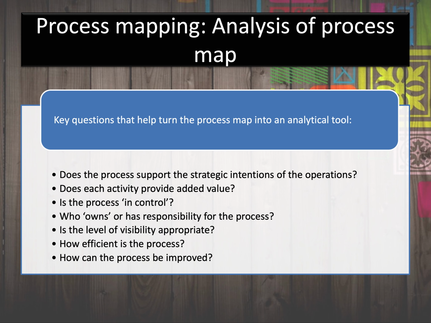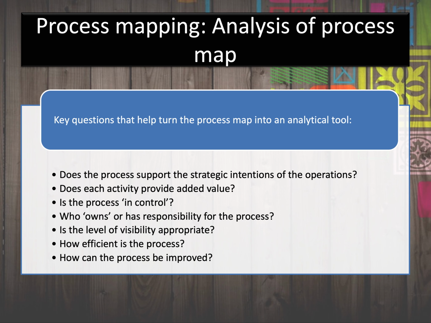A key question that you need to ask can help turn the process map into an analytical tool. Remember, whenever you do process mapping, the main objective is to improve your services. For all the data that you gathered from your process mapping, you have to change that data into an analytical tool whereby you can understand further and try to improve your services. These are the 7 key questions that you need to ask.